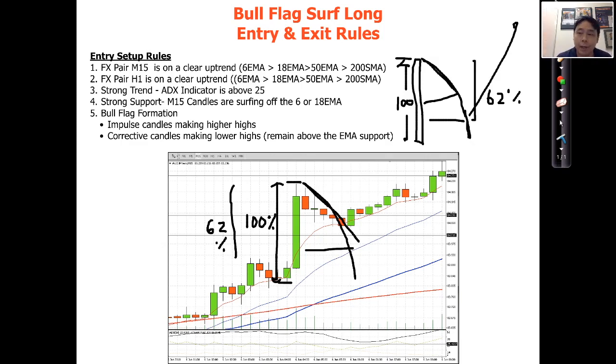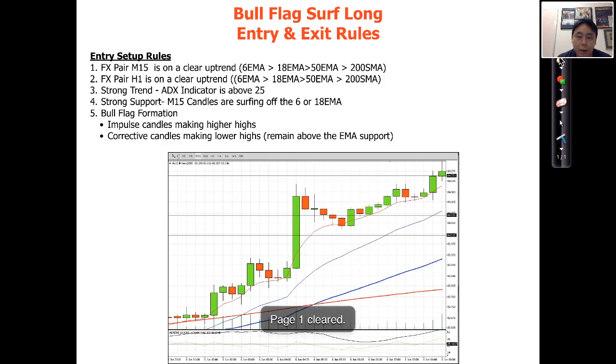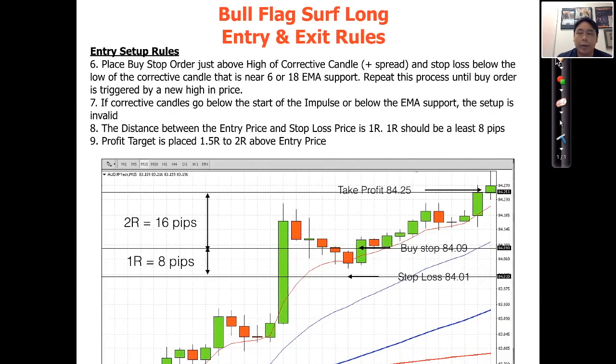Again, if you understand Fibonacci, it is what we call the Fibonacci level, or rather it's 61.8% to be exact. Okay, and again, more importantly, the corrective candles cannot go below the 6 or the 18 moving average. So for example, if it went like that, below the 6, that's no longer valid because it broke below the wave. Okay, do we understand? Good. If you don't, send me an email. Check it out. You've got to understand that. Okay, great. So let's continue.